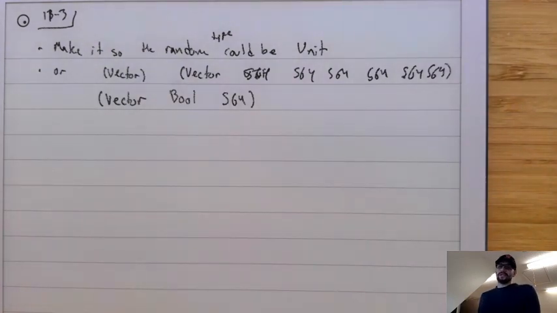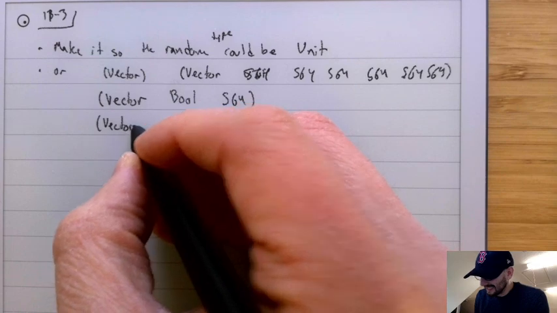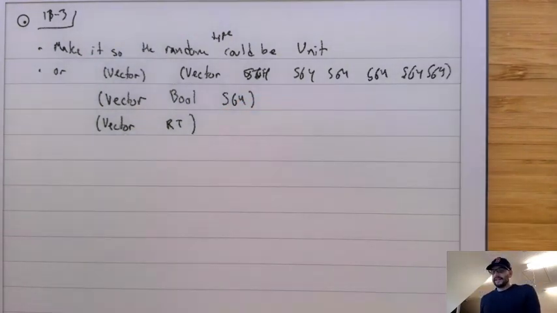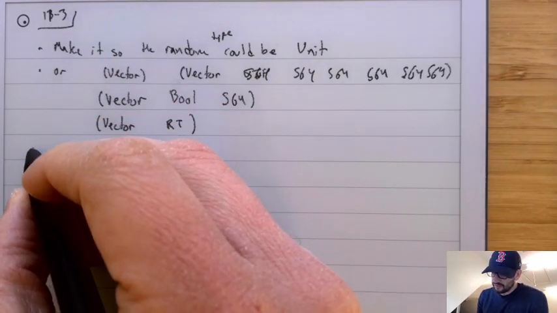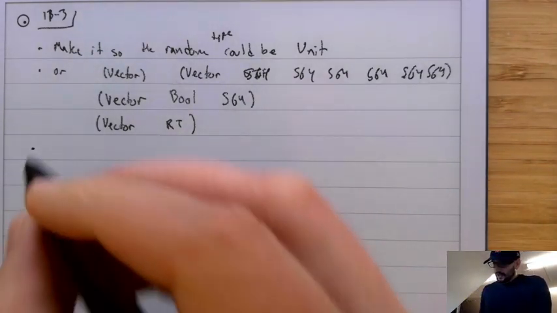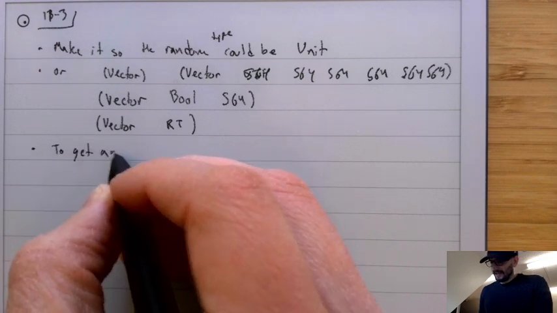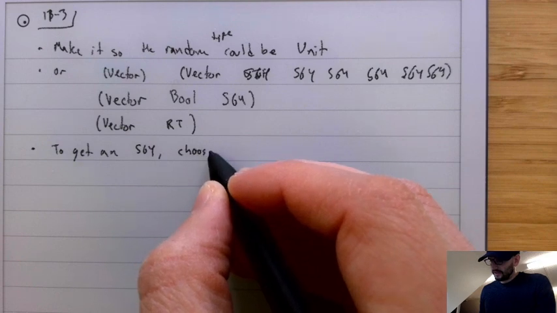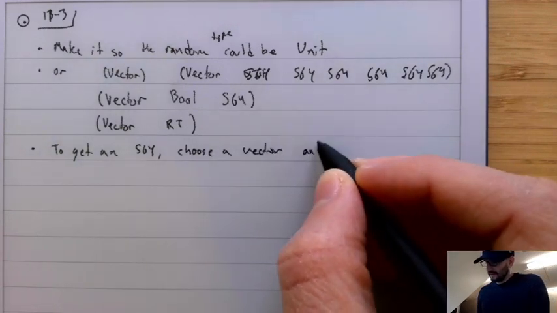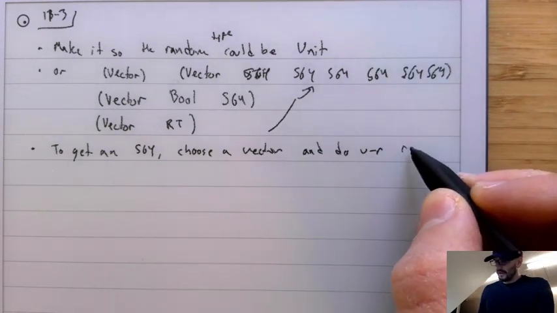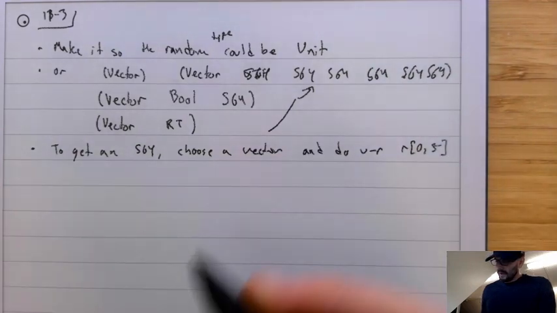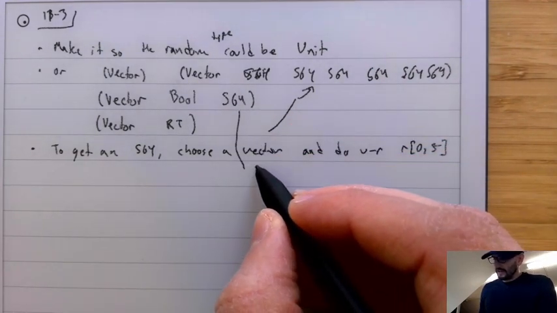And then I made one more version, which is that it could be a vector that contains inside of it another random type. And that means this would then allow you to get nested vectors. Then, because I know what all of these different things are, I made it so that there's a rule: to get an S64, choose a vector and do vector ref on a random number between 0 and 5. Or choose one of these ones and look at the element number 1.